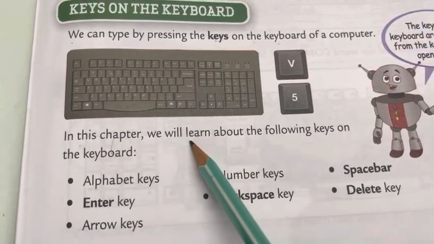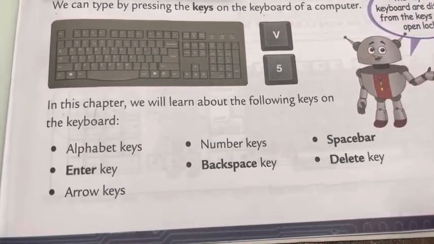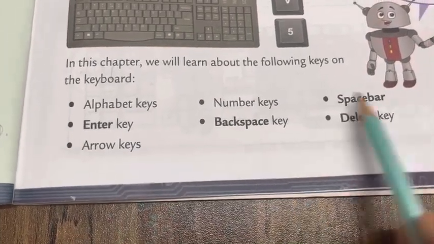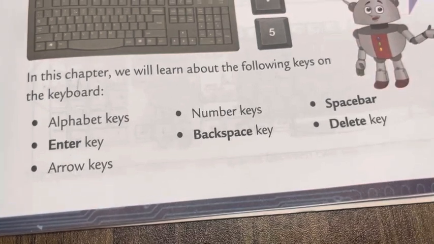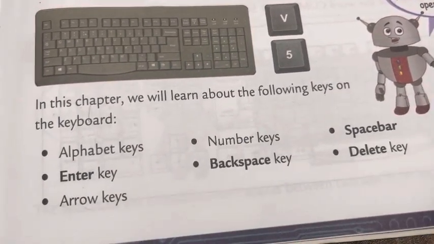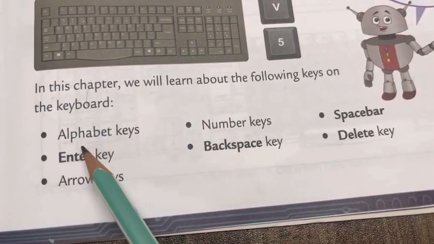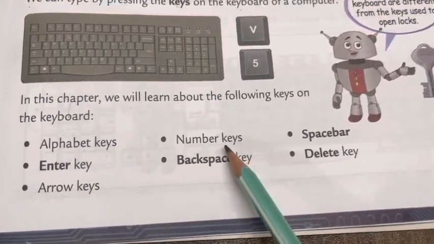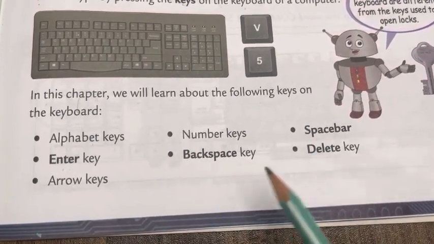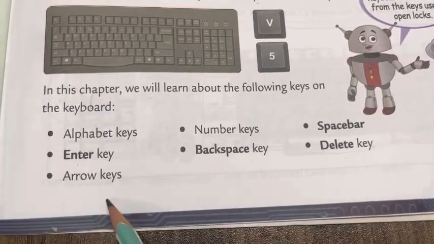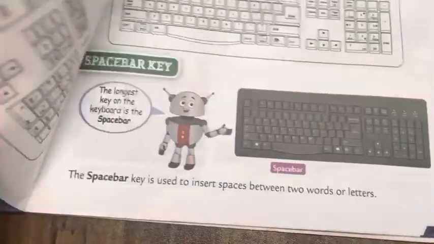In this chapter, we will learn about the following keys on the keyboard. We will learn about these 7 types of keys: what are their functions, how they look, what are their shapes, and how they perform actions on the computer. So let's name them: alphabet keys, number keys, space bar, enter key, backspace key, delete key, arrow keys. Take out page number 58.